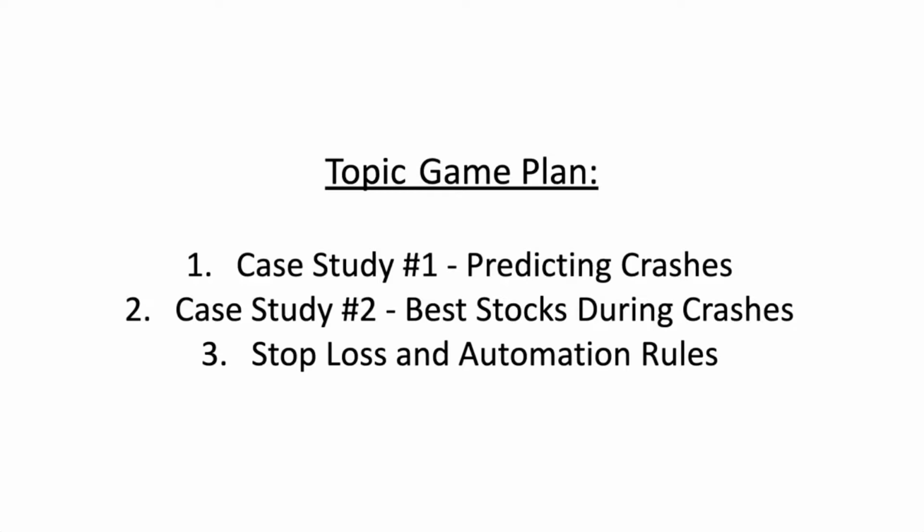We're going to go over two different case studies first. Case study number 1, we're going to go over how to actually predict crashes, because that's really important, how to get an accurate reading of when a crash is coming. Then we're going over a second case study, which is the best stocks to buy or hold during a crash, which is also very important. And then number 3, we're going over stop loss and automation rules, which is crucial to staying alive.